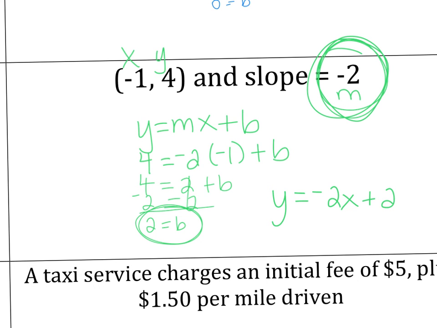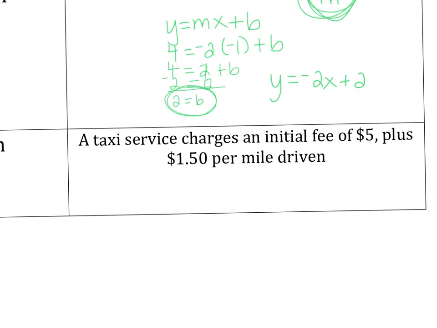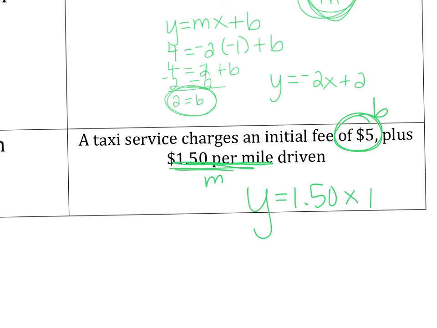Okay, the last one I think is the easiest because you just have to read it. So it's got an initial fee of $5. That's my B. And I charge plus $1.50 per mile. Because it said per, that's my M. So if I'm going to put it all together, it's $1.50x plus 5.